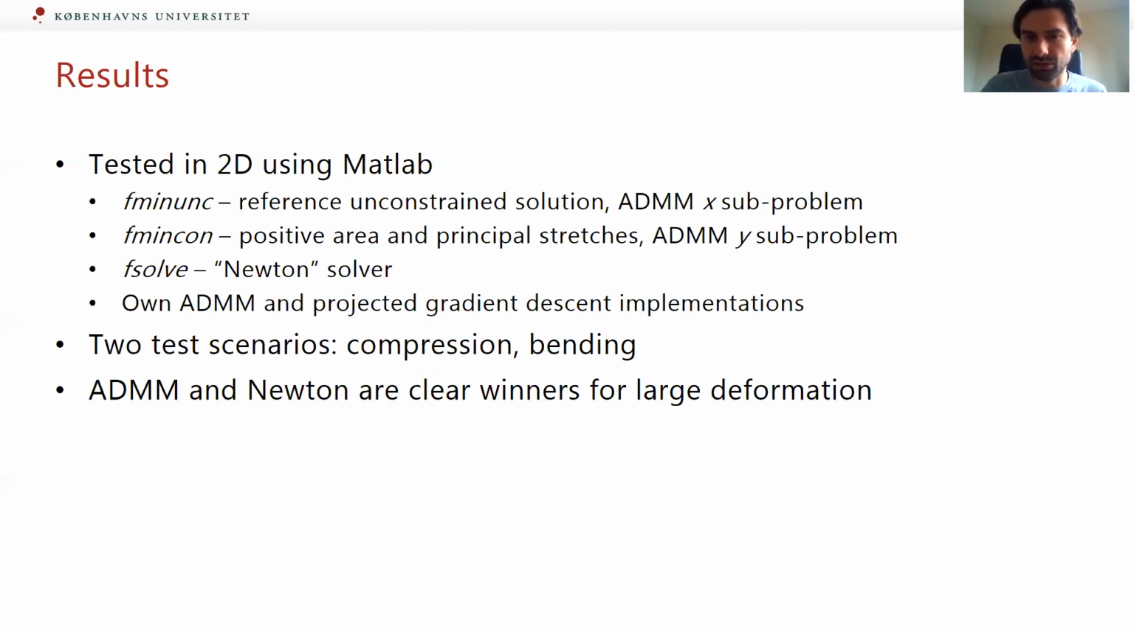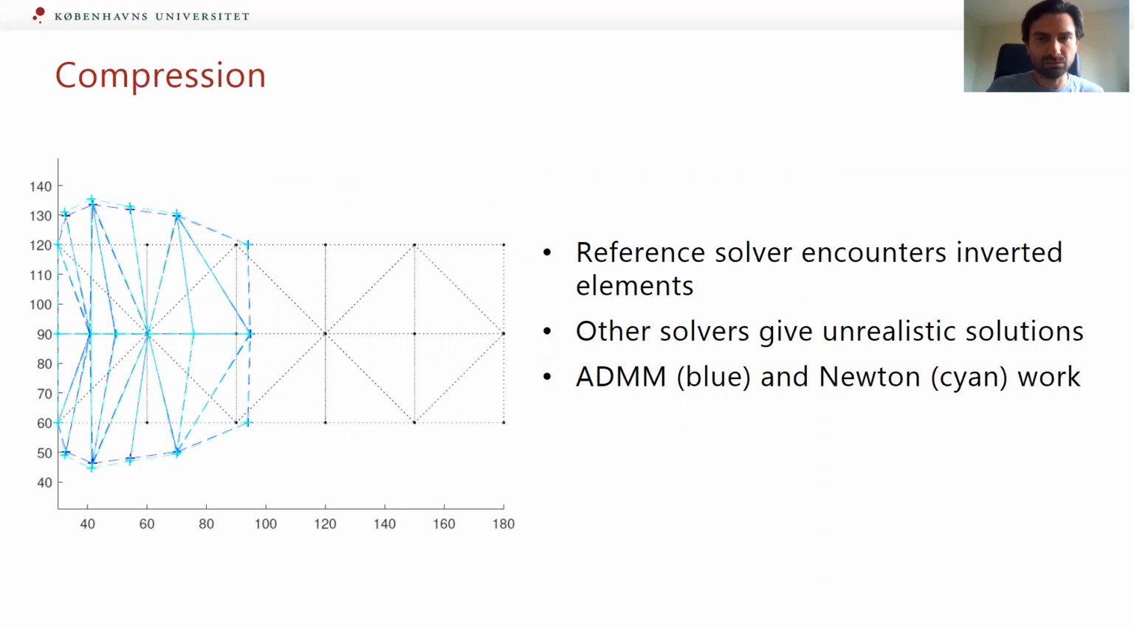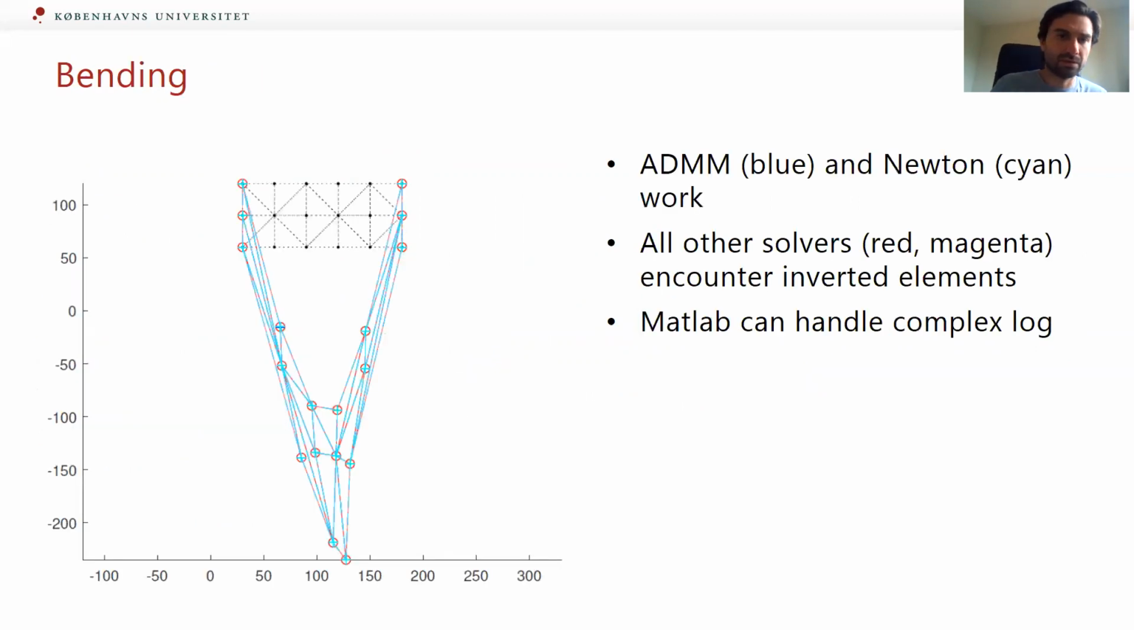In the end, we settled on 2 experiments using a box, a compression test and a bending test. As you will shortly see, ADMM and Newton were the only methods to give realistic solutions without encountering inversion. For the compression test, the box is fixed from the left side and compressed by a large force. This is causing trouble to the reference solver. Namely, it encounters inverted elements inside the solver iterations. Our 2 proposed methods give realistic solutions without this happening.